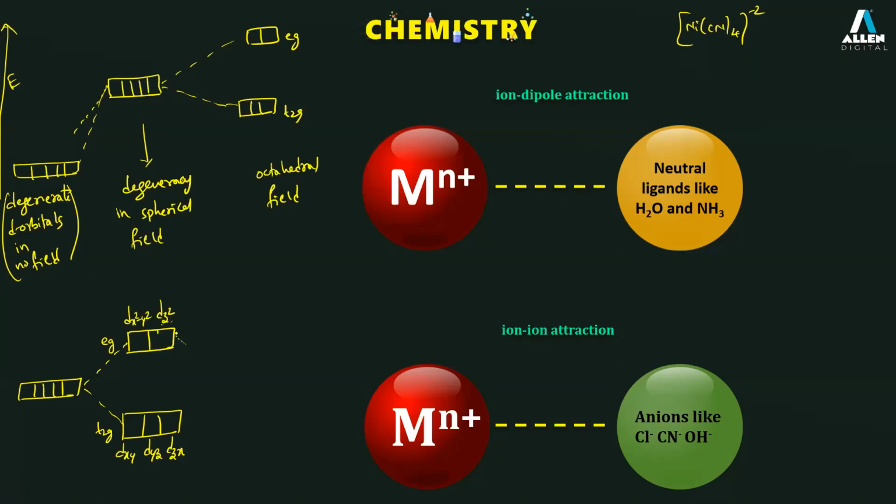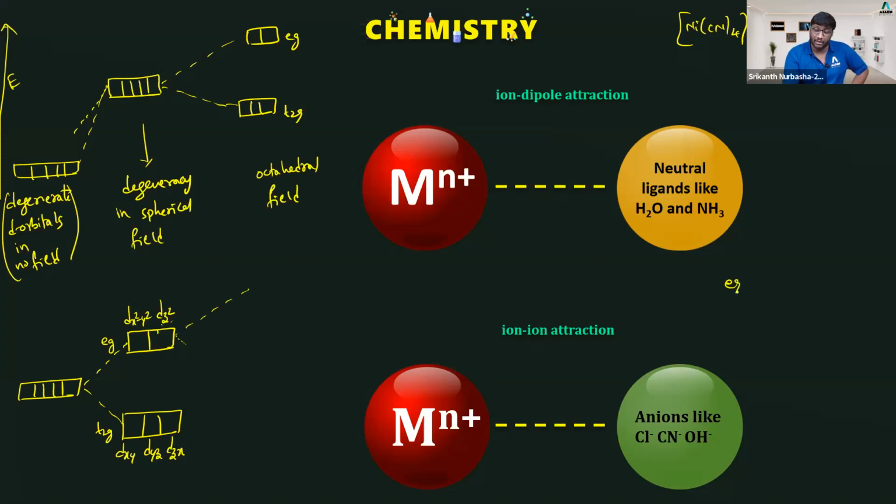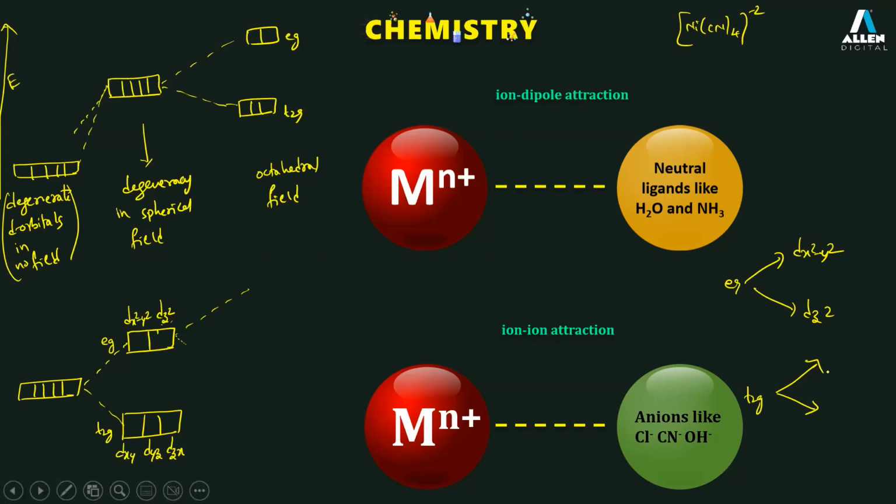Yes. So the eg set, which is dx square minus y square and dz square, can't be the same now. Eg will be splitting into dx square minus y square, which should be highest now, and dz square, which should be low. T2g will be the same, or will it also split again? It will be the same.